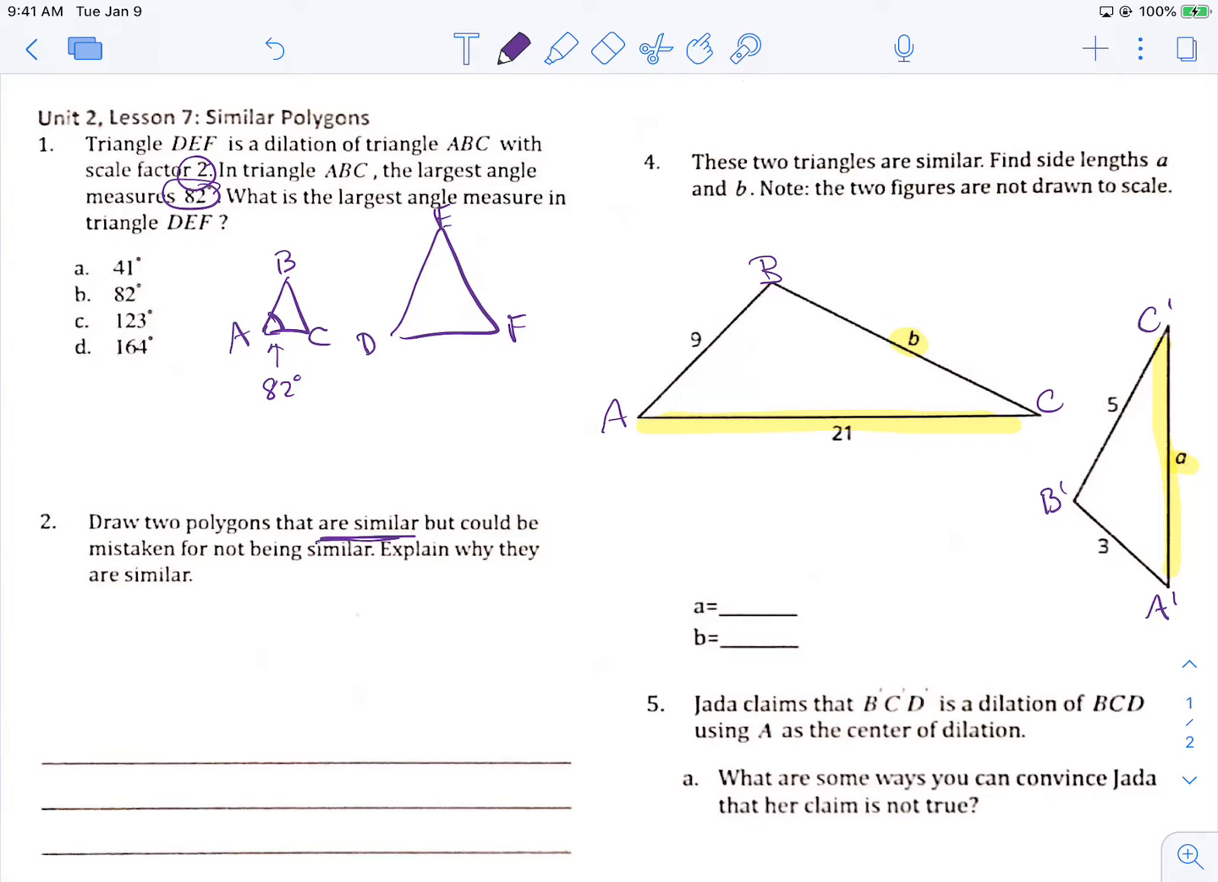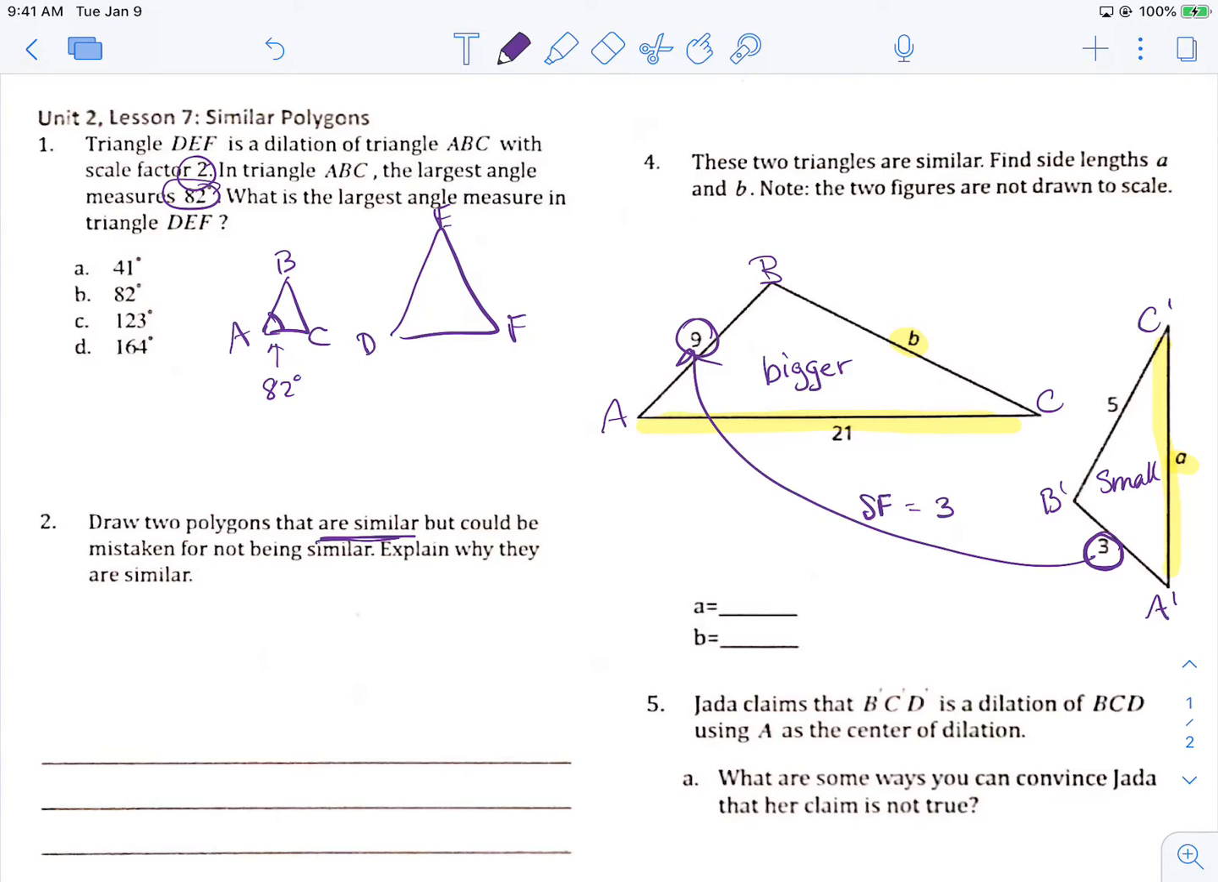So first we need to know, what scale factor was used to make the small one turn into the big one, or vice versa? And it's much easier to go from the small to the large if you can. So if we have 3 here and it corresponds with 9, 3 times what got us 9? Well, 3 times 3. So our scale factor is 3 when we go from small to big.